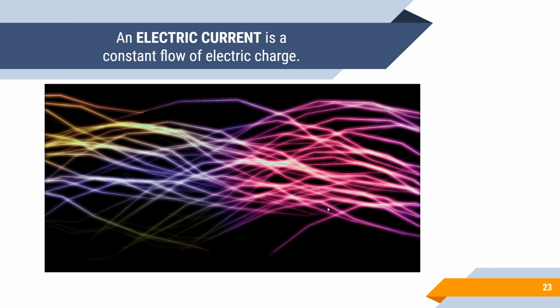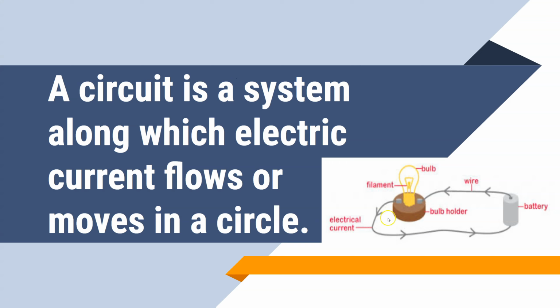Remember, electric current from the beginning of the year is that constant flow of electric charge. There's current running through wires that are plugged into an outlet, and that is all based on the charge of those atoms. Hopefully this rings a bell to you. Remember when we were doing circuits at the beginning of the year? Well, a circuit, as you know, is just a system where the electric current can flow in a circle, right?